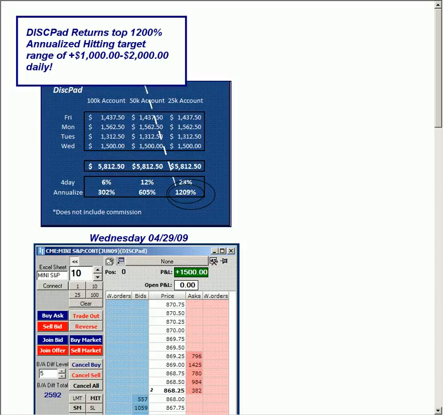Looking at an update today. Today is Wednesday, the 29th of April. We've got a Fed day today, an announcement coming at 2:15 Eastern Time, so we're getting kind of close to that. First thing we're looking at here is a chart of the market.